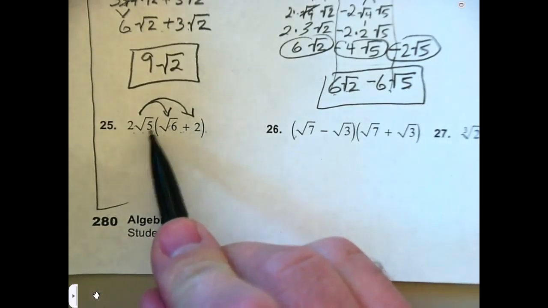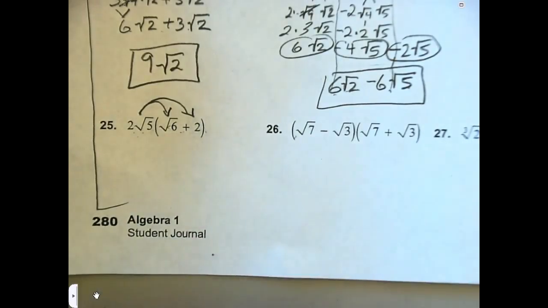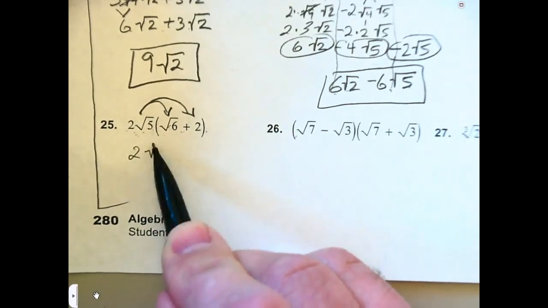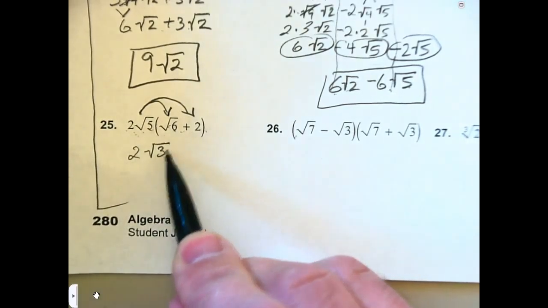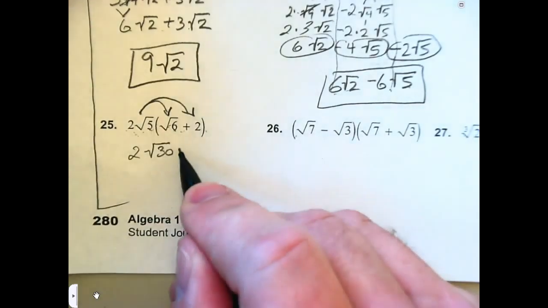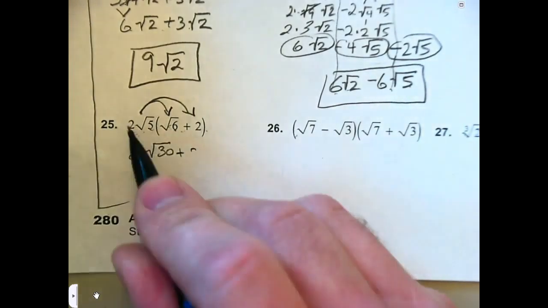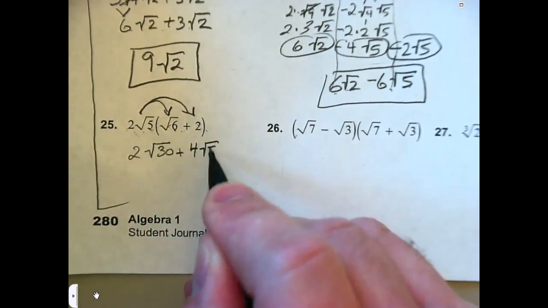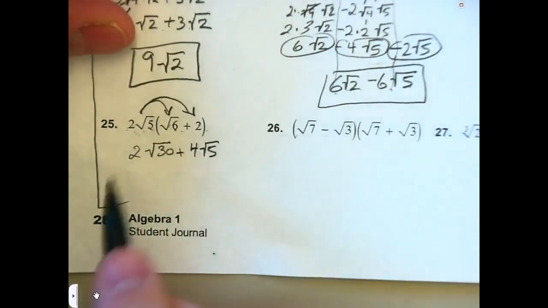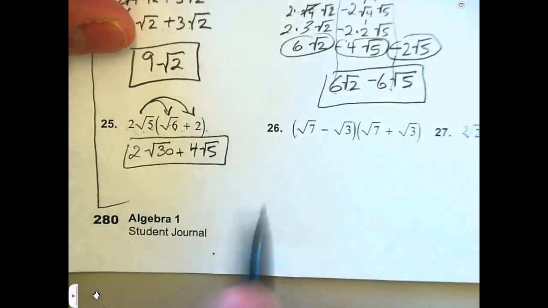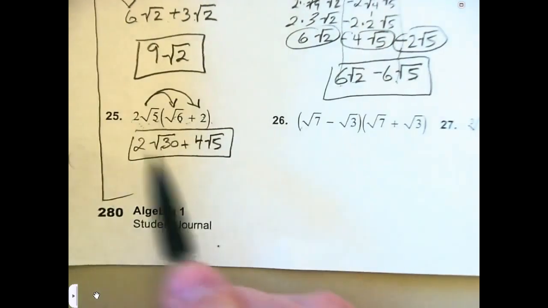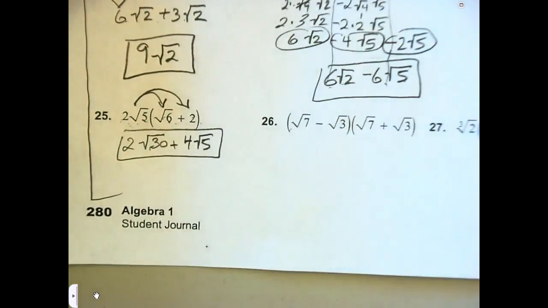Can we multiply roots that are different? Yeah. So you have 2 root 30 plus 2 times 2 is 4 root. Just put the root on the end. 2 root 30 plus 4 root 5. Since we can't simplify root 5 or root 30, there's not a perfect square that goes into them and they're not the same, you're done.